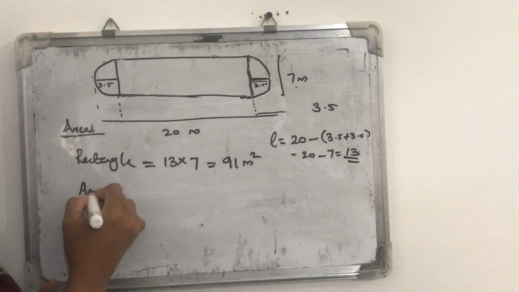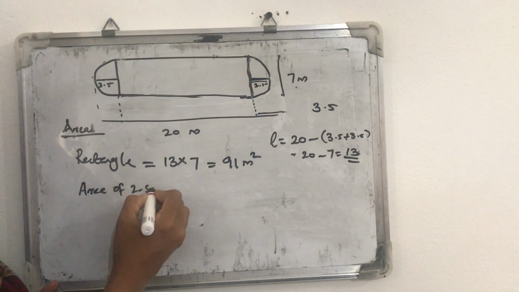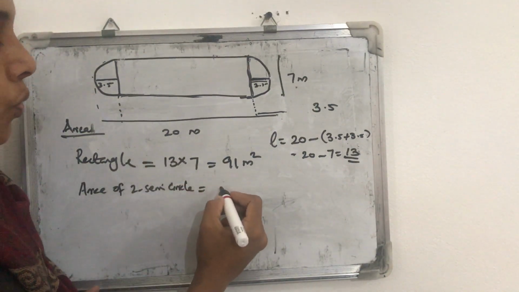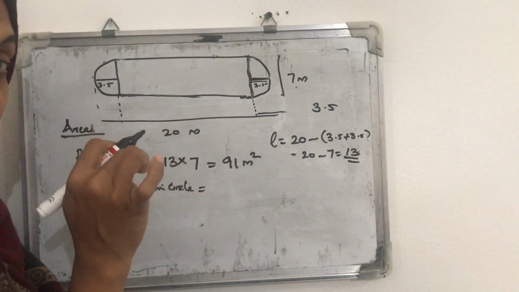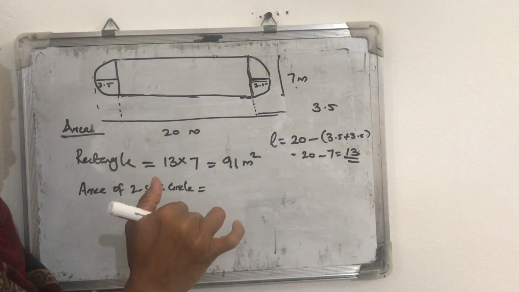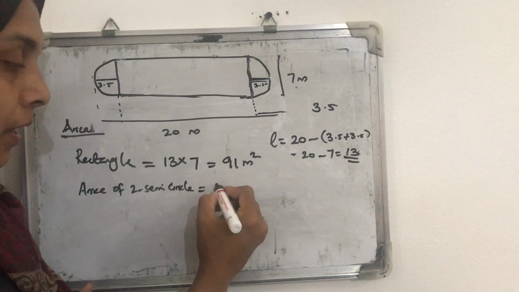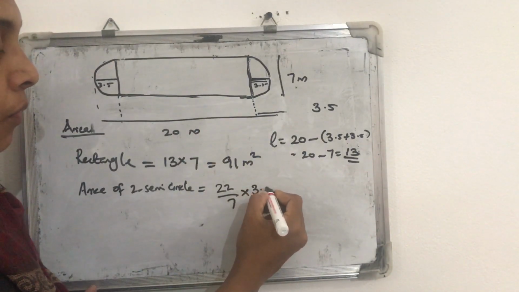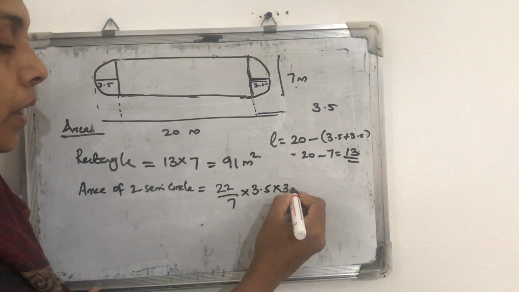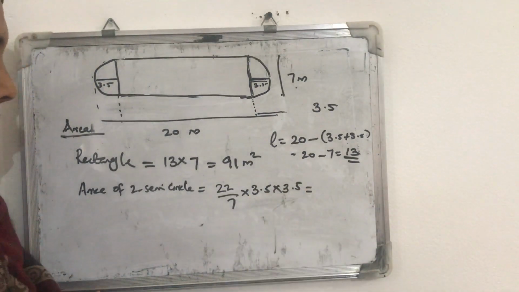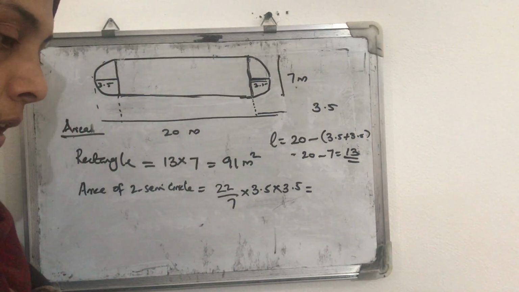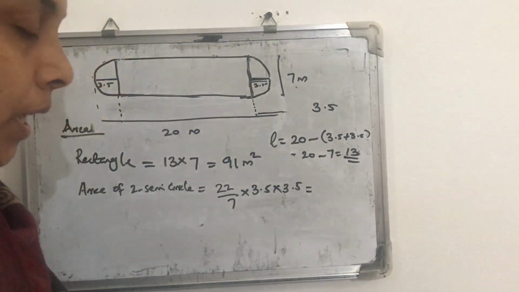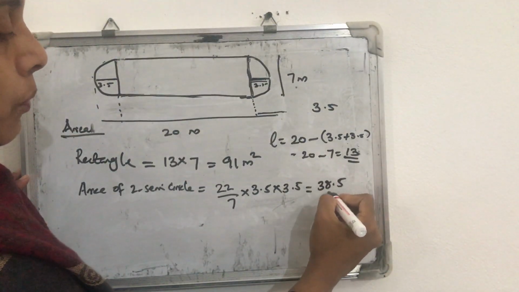So the area of two semicircles together is the area of the circle, that we know, pi r square. Here for pi we can take 22 by 7, into r square. R is 3.5, so 3.5 into 3.5. By calculating, you will get the area of the two semicircles, that is 38.5.